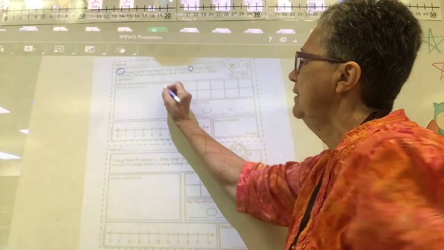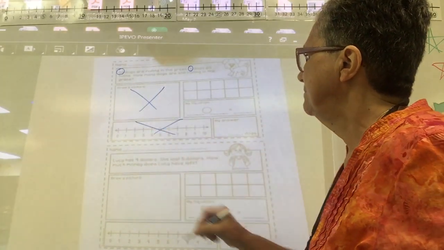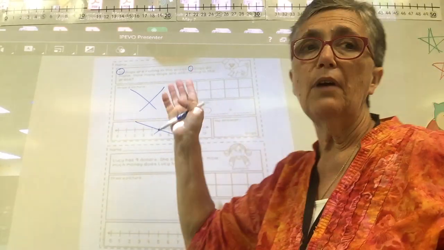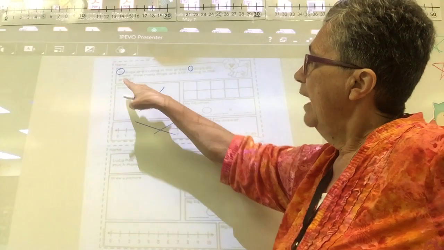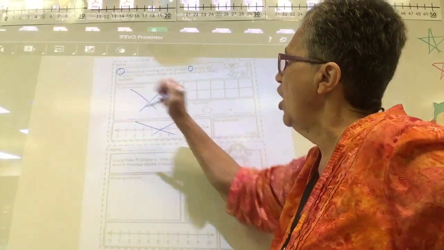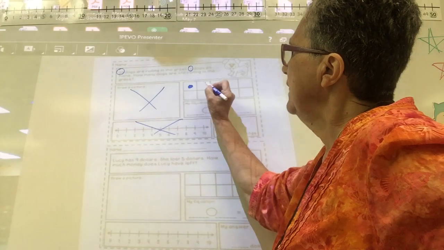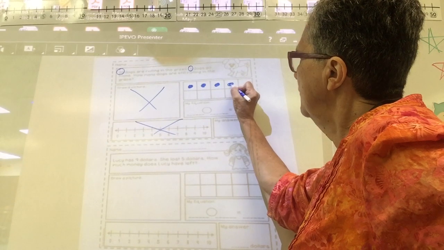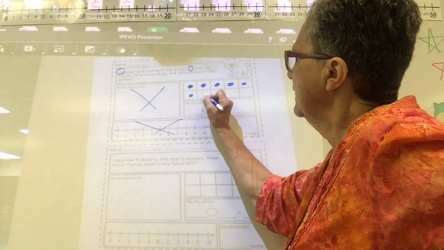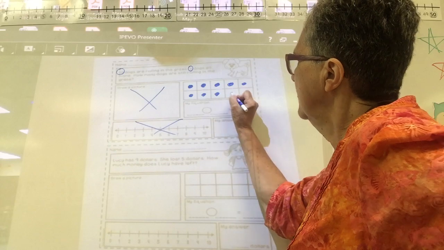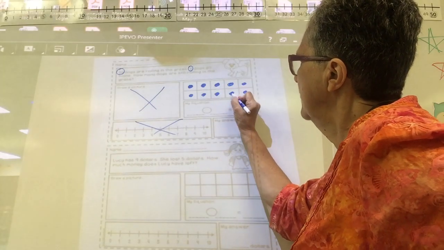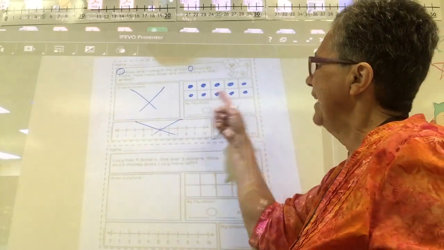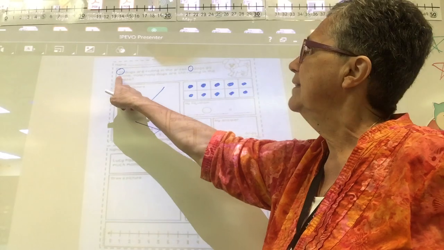I'm not going to do this one. I'm not going to do this one. Okay, I'm just going to do my 10 frame. Now, I've decided I'm going to use my 10 frame. I'm going to start with my first number. There are 10 dogs. So I'm going to fill in my 10 frame with 10 dots. 1, 2, 3, 4, 5, 6, 7, 8, 9, 10. Now I know a 10 frame, if it's all full, it's 10. So I'm good. That's 10 dots for 10 dogs.